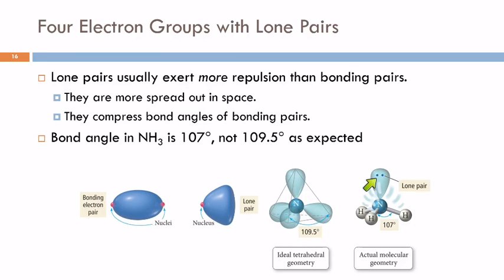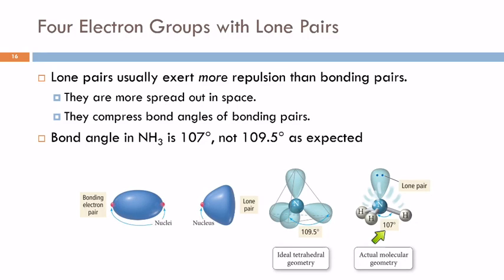Because the lone pair is more repulsive or takes up more space, it's going to push the others a little closer together. So the angle here, instead of 109.5, is 107. Not a huge change, but sometimes that's significant. Any questions?